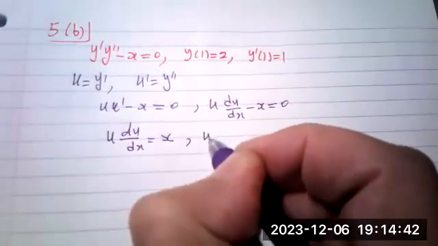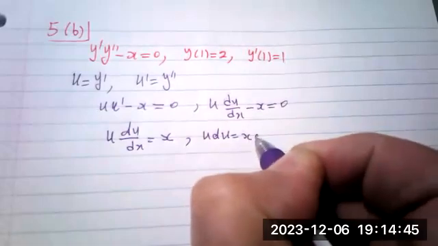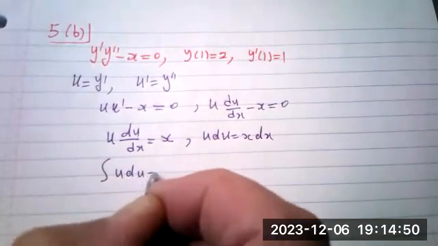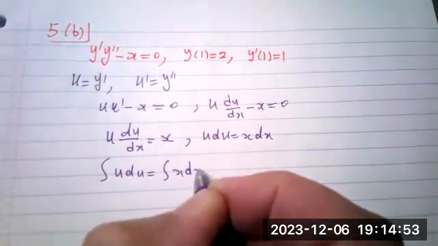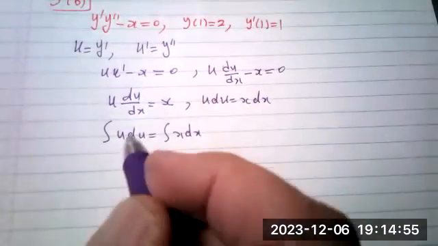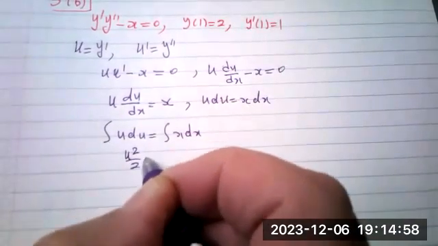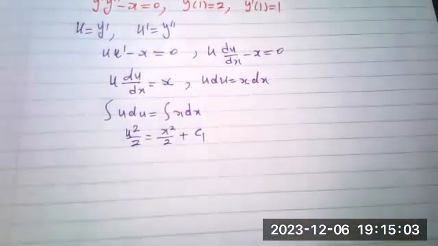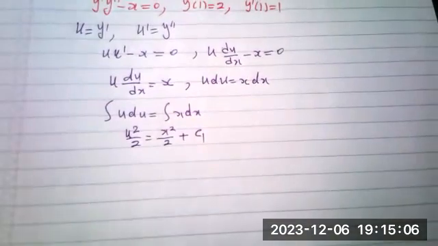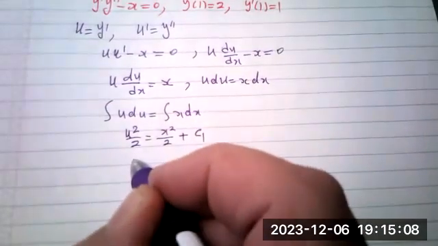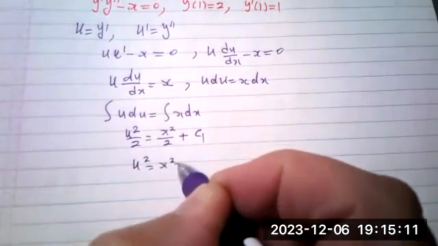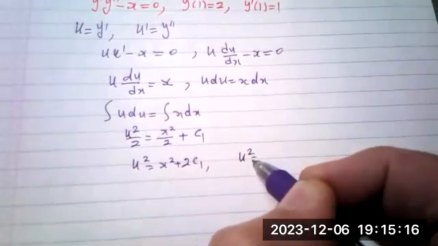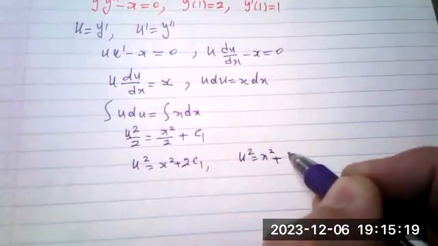Okay, you can cross multiply, then you put them together. That's it. Integrate U du equal to X dx. So that gives you U squared over 2 equals X squared over 2 plus C1. You can multiply everything by 2, simplify it. So that gives you U squared equal to X squared plus 2C1. You can call it C1 again. So that's going to be U squared equal to X squared plus C1.